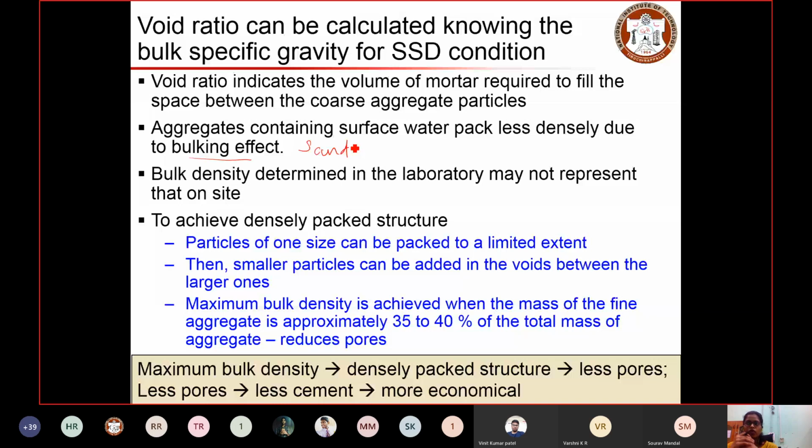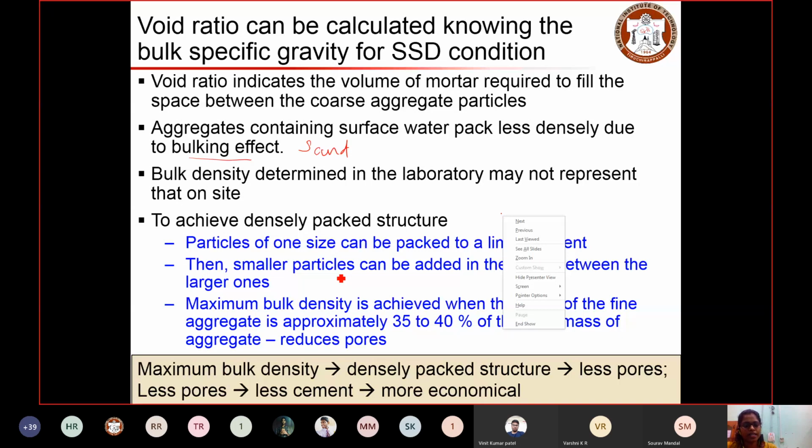For achieving this, the fineness of the aggregate should be about 35 to 40% of the total mass of the aggregate. This will lead to a reduced pore structure. When we achieve maximum bulk density, that leads to densely packed concrete structures which have fewer pores. And fewer pores indicates less cement is required to fill those pores, and that will lead to a more economical design.